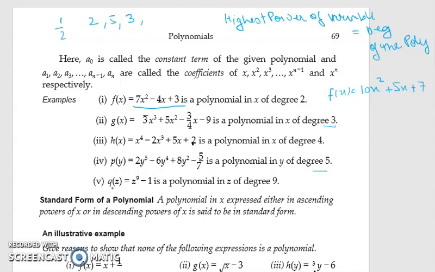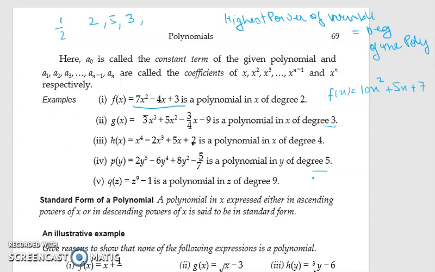See last, qz. What is the variable here? The variable is z. And what is the highest power? 9. So qz is a polynomial in z of degree 9. I hope you have understood what the highest power is.